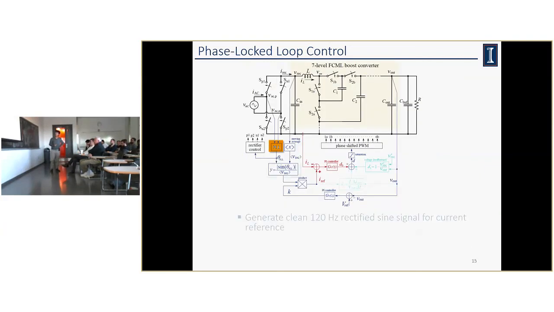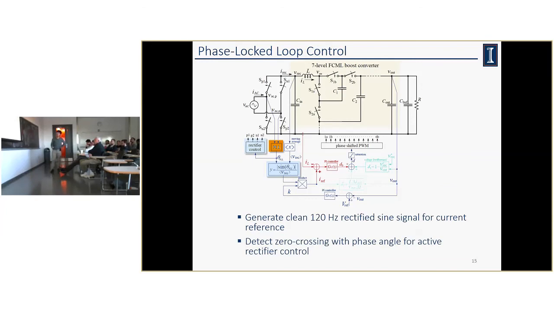So let's continue. We also implemented a phase lock loop in this control. Because all these are relatively high voltage, and high voltage sensing usually carries a lot of noise, we sense the input voltage with a PLL, and then we generate a clean rectified sine signal for the current reference by using this angle. Once we know this angle, we can also detect the zero crossing, and we control the active rectifier to switch at zero crossing. That PLL is implemented in the microcontroller.